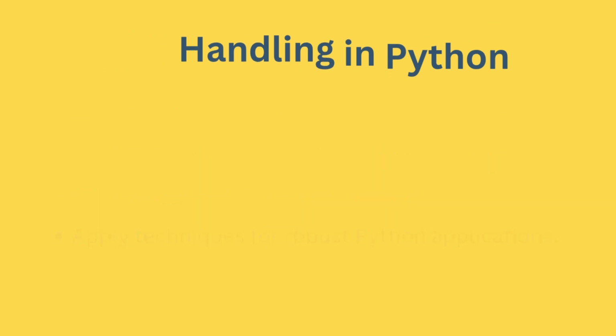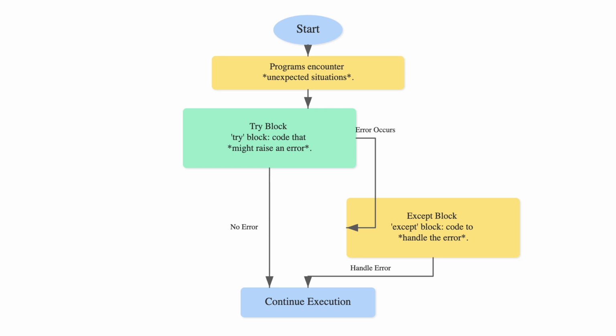Let's dive in. Every program, no matter how carefully written, will eventually encounter an unexpected situation. Think of our personal assistant analogy. If they're asked to retrieve a file that doesn't exist, they don't simply freeze, they report the issue. In Python, this is where try-except blocks come into play. The try block is where you place the code that might raise an error. This is the critical section you want to monitor.